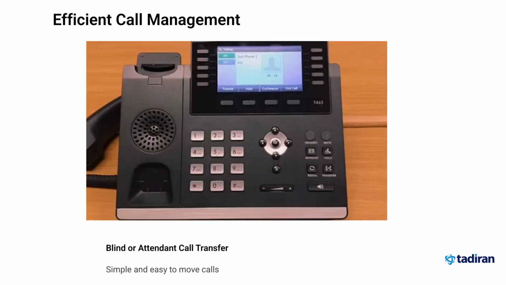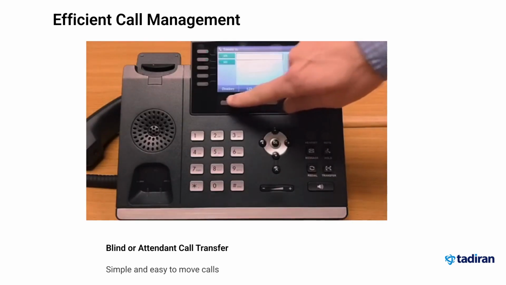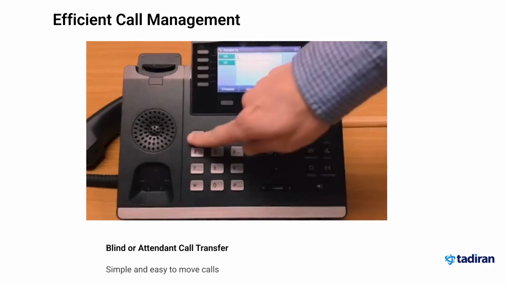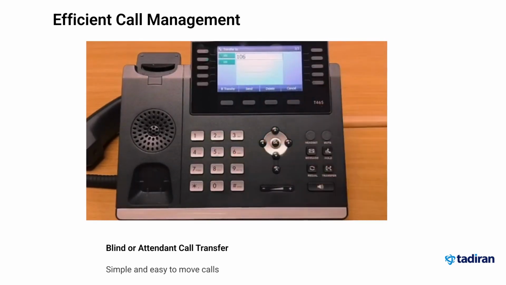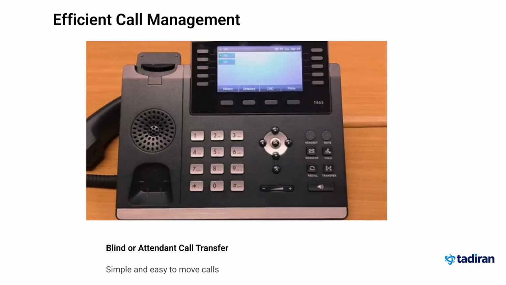There are 2 ways to transfer, blind and attended. A blind transfer sends the call directly to another phone. While on a call, press the button underneath the screen labeled Transfer. Then dial the phone number or extension you wish to transfer the call to. Then press Transfer a second time. This will transfer that call to your target extension.